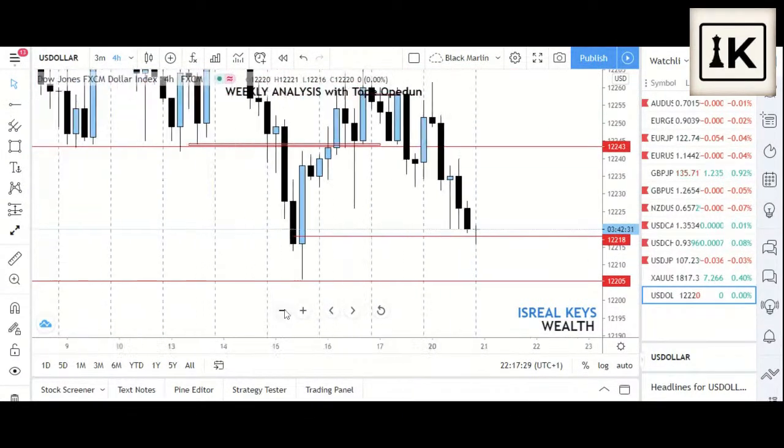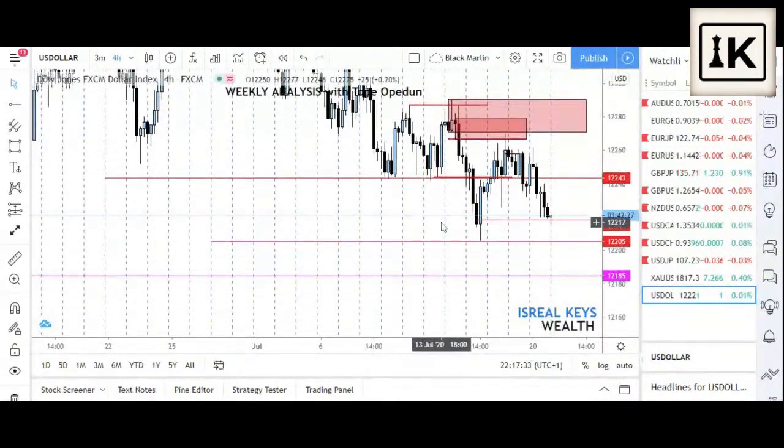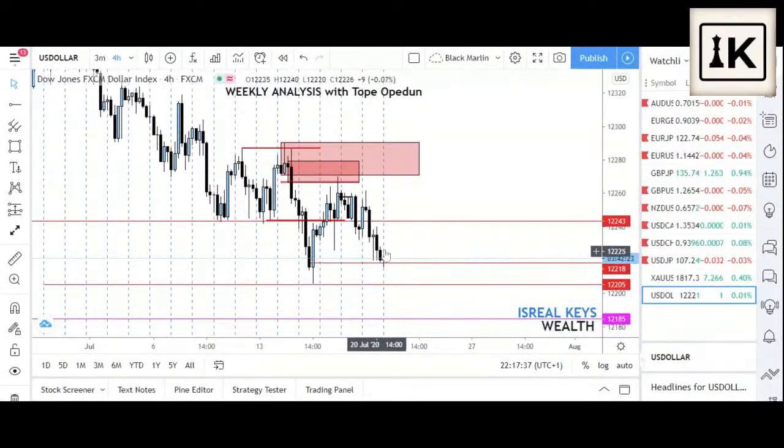So for me, the short is still in play until I see some sort of reaction. Like I said, at this level that I drew out now, if I get an engulfing, an H4 engulfing, that'll be brilliant. So I'll be looking for an opposite reaction on pounds and euro.